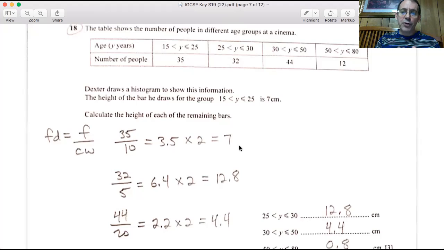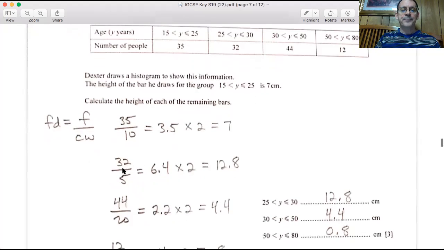So if he multiplied that first one by 2, then we need to multiply all the rest of them by 2 as well. So remember, frequency density is frequency divided by class width. So 32 divided by 5, 30 minus 25 is 5, that's the width, gives you 6.4. And then multiply it by 2 gives you 12.8 would be the height of that one in his histogram.